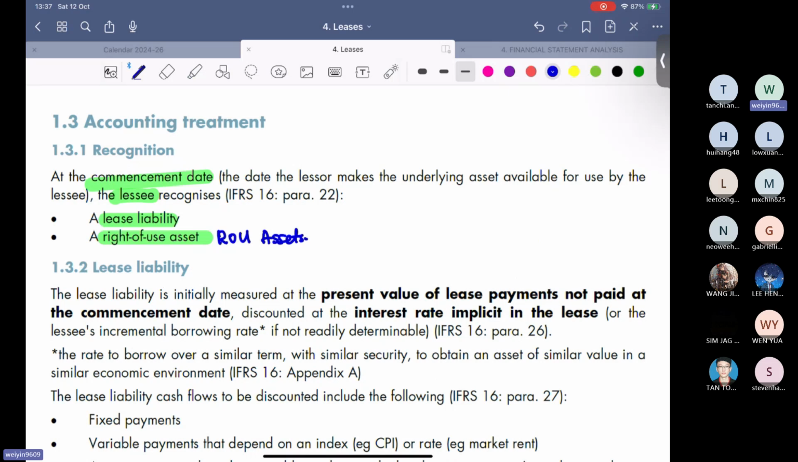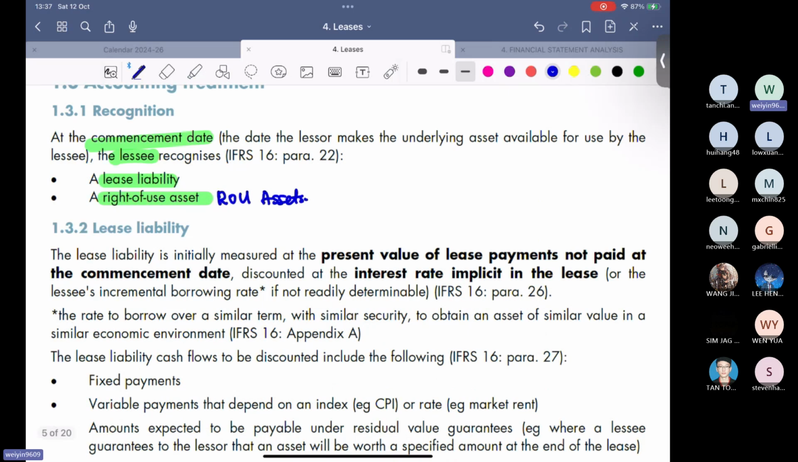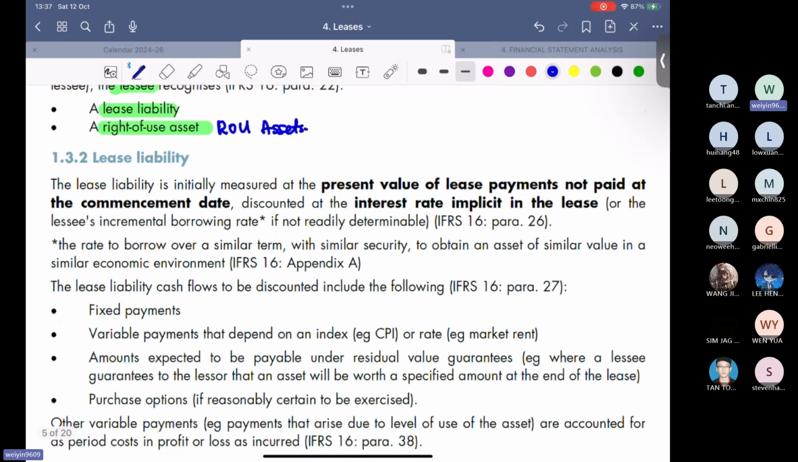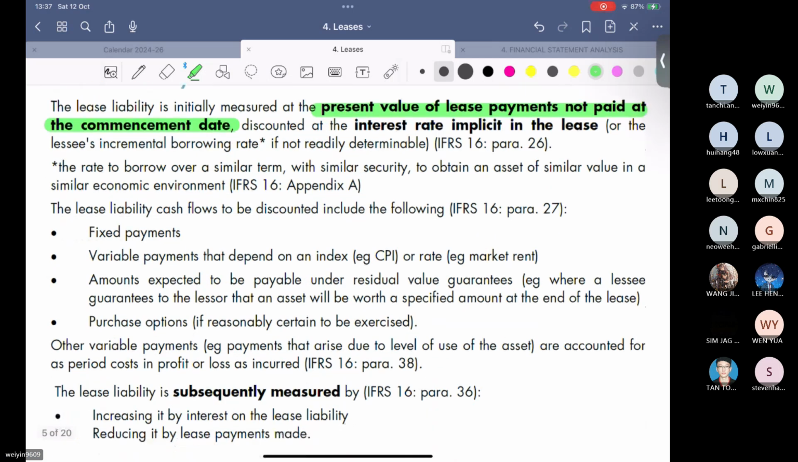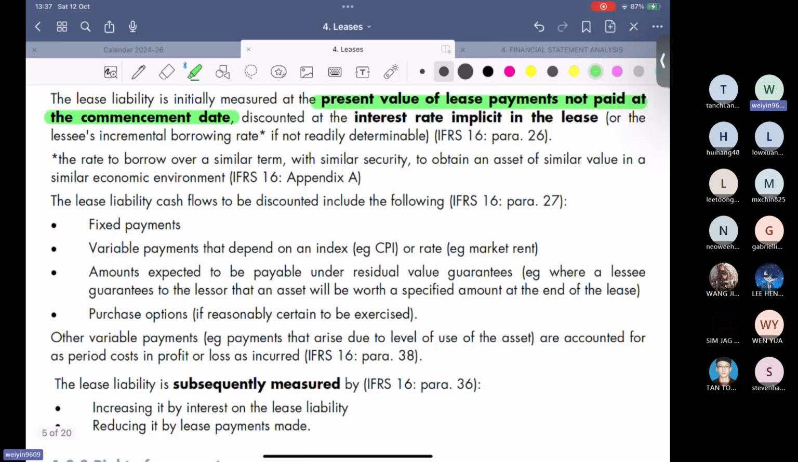So how to calculate lease liability? It says that lease liability is initially measured at the present value of lease payments not paid at the commencement date, discounted at the interest rate implicit in the lease. That means calculate your percentage, a bit like your present value things. And the rate is the borrowing rate over a similar term and security to obtain an asset of similar value.